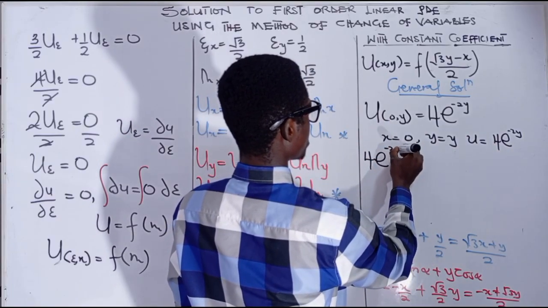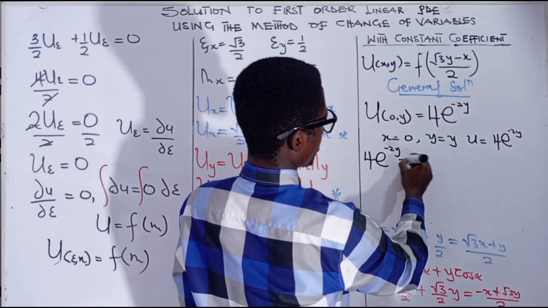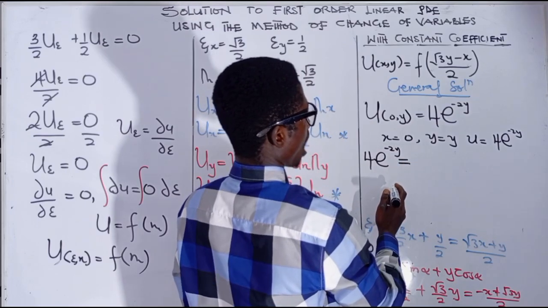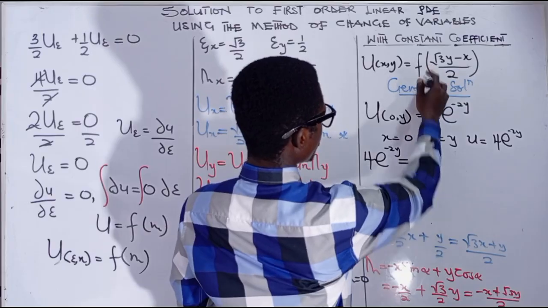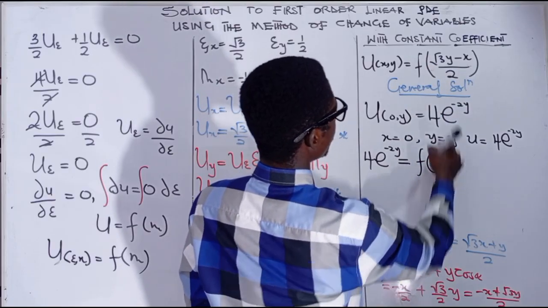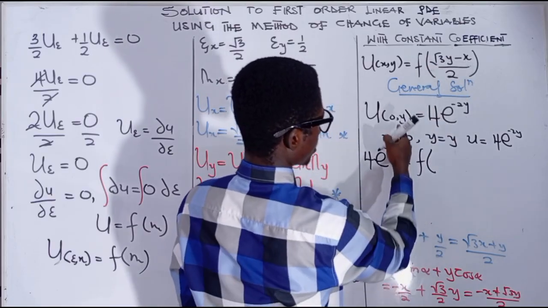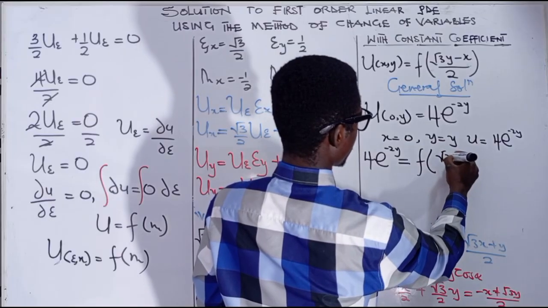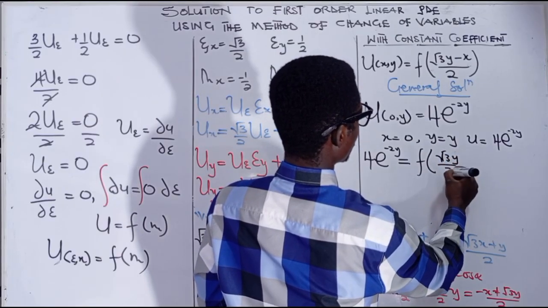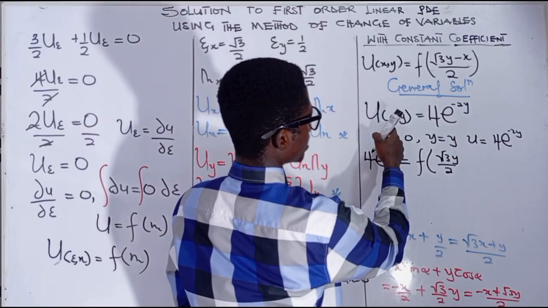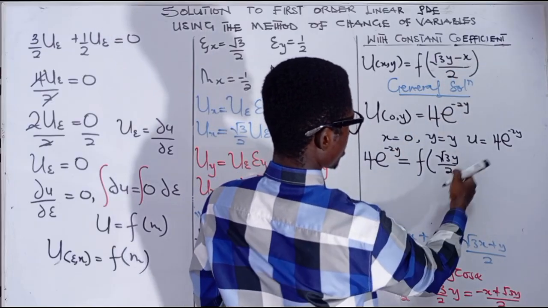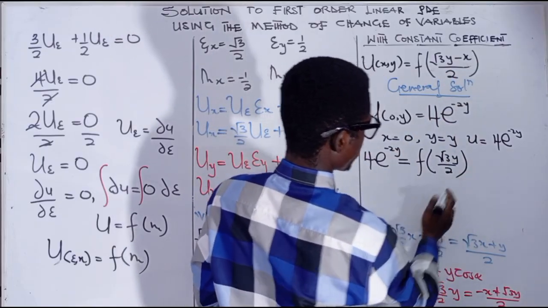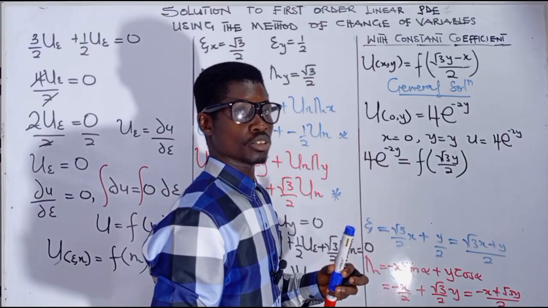4e to the negative 2y is equal to our function of root 3y. Our y is still y, so we are still going to have root of 3y all over 2. And then our x is 0, so when we plug in 0 here, that part will go away. We'll be left with root of 3y all over 2.